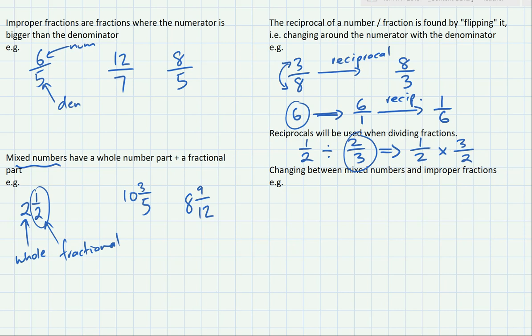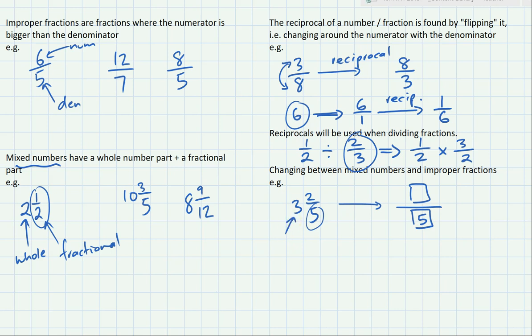You will need to be able to change between mixed numbers and improper fractions. So for example, if we had a mixed number, 3 2/5, we want to change that to an improper fraction. So we know that the numerator is going to be larger than the denominator. We are dealing with fifths, so we're looking at that denominator there.